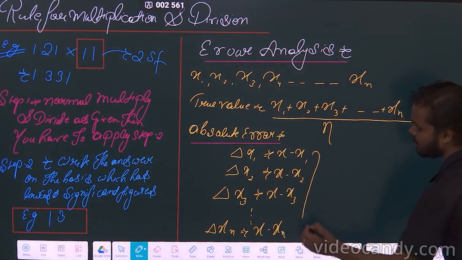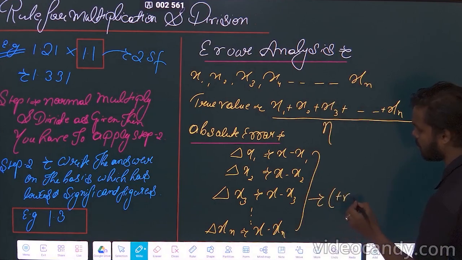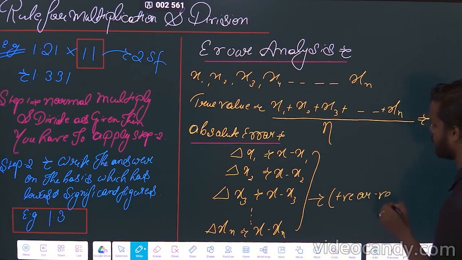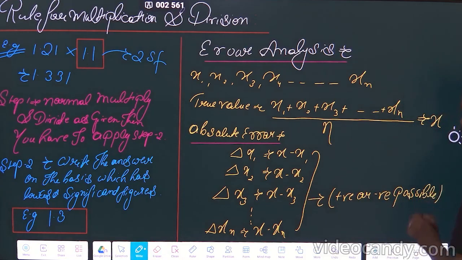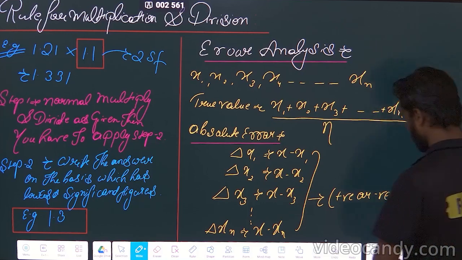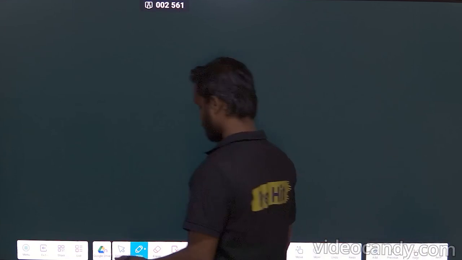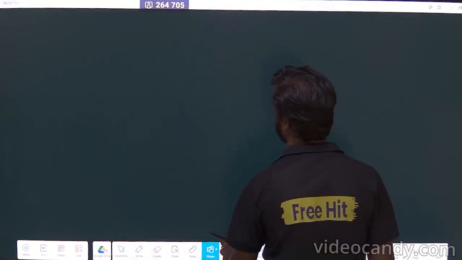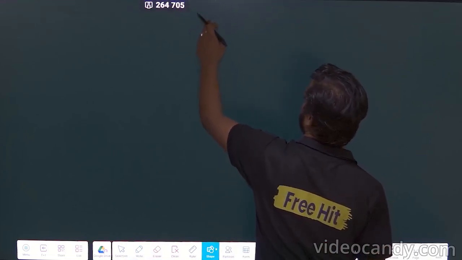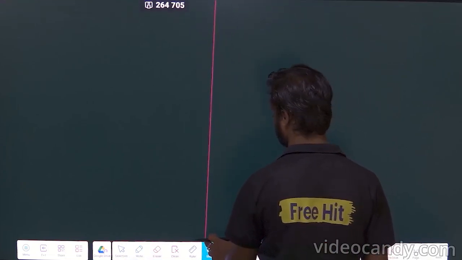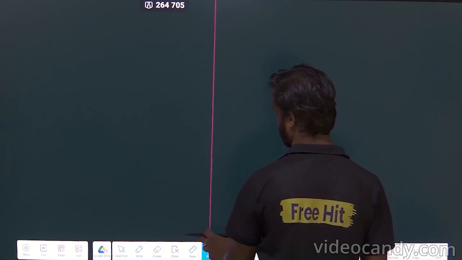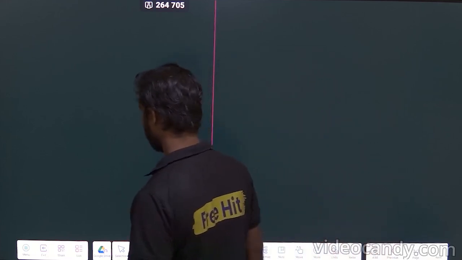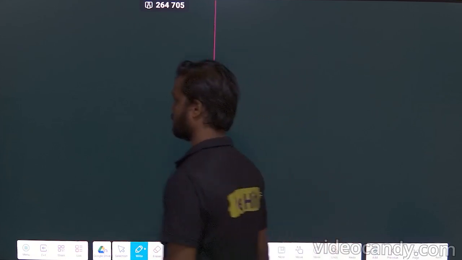Now, this can be positive or negative, both are possible, because error can be positive or negative. So first you understand what the true value is, second is absolute error. Now the third thing is defined as relative error.